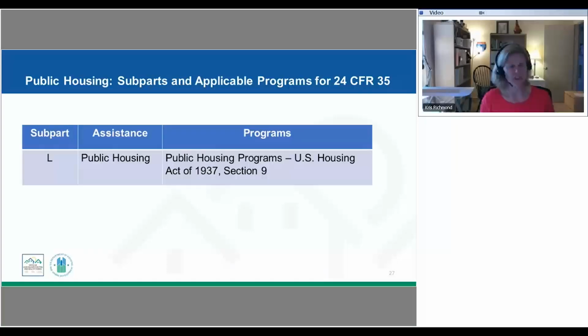interrelate with each other. So public housing programs that provide housing under the 1937 Act will follow Subpart L. If you are working with housing choice vouchers, that follows Subpart M. We did Subpart M probably about a month ago now. The recording should be available to you. So today we're not talking about housing choice vouchers. Today we're just talking about general public housing that's funded under the 1937 Act, Section 9.